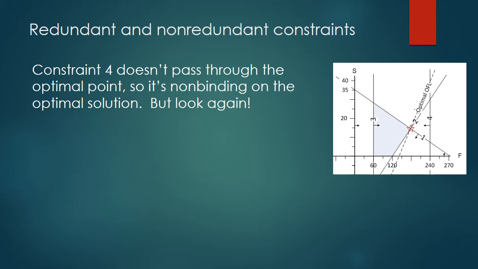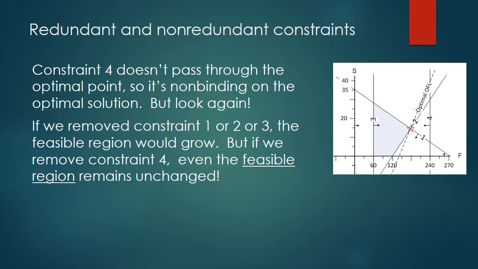But if you look at constraint 4, it's even more than non-binding, it seems, in that it seems completely out of the problem. Constraint 3 at least forms a side of the feasible region. Constraint 4 didn't even do that. If you took constraint 4 entirely out of the program, the feasible region, what's possible, would remain entirely unchanged.